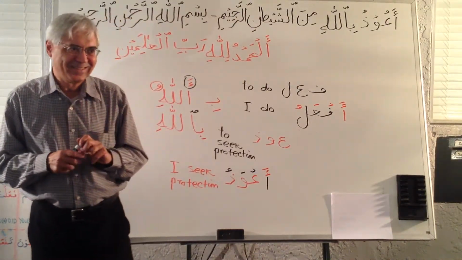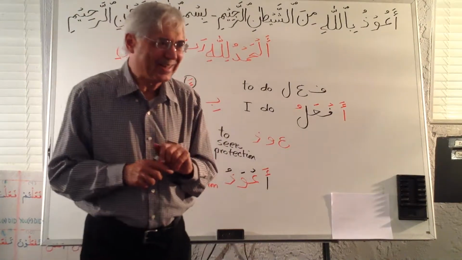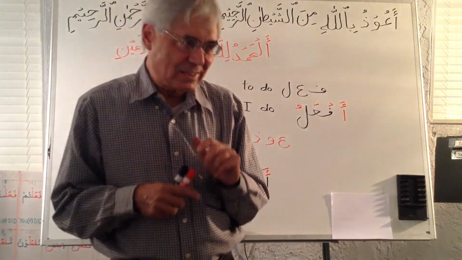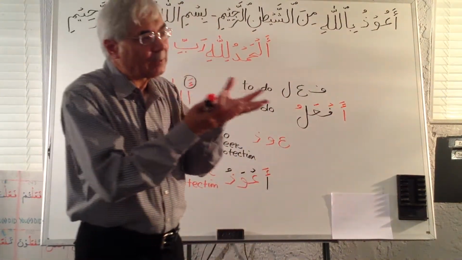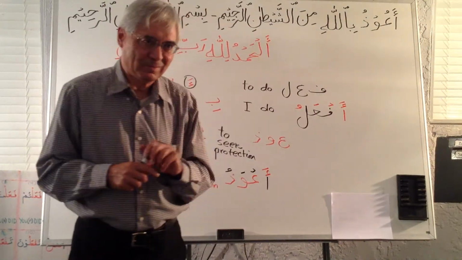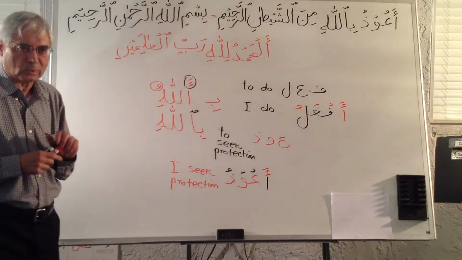Now, when Arabs applied this rule and the word became a'udu, it was hard to pronounce. They found it hard to say. So they wanted to make it easy. They developed some rules to make the pronunciation easy. So let's look at some of those rules.